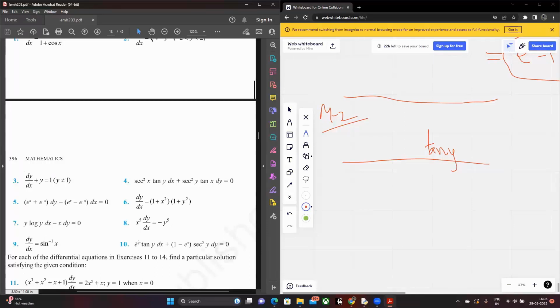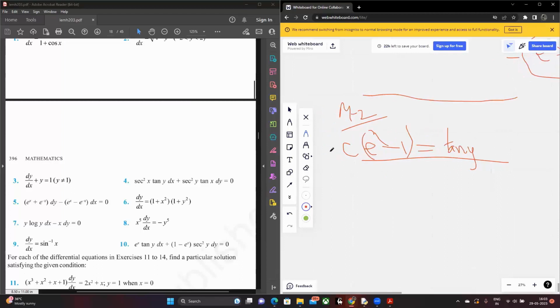right? So what do you do? You basically take this to the other side, right? And you basically see that this is tan y, and on the other side, since you have e power x minus 1, but here it's a dx and there is dy, so it's basically an equal to, and then you put here e power x minus 1, and then you multiply a constant over here, right? So your final answer becomes c into e power x minus 1 equals tan y.